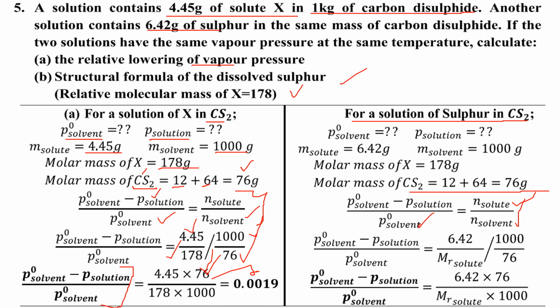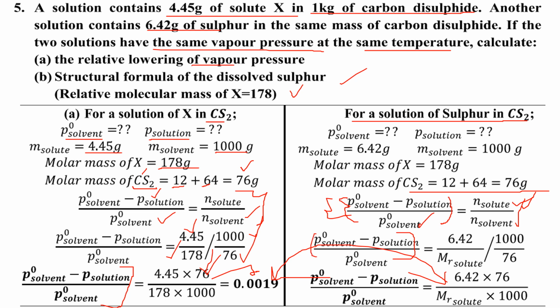Now you should be asking, why aren't we handling this part? The reason is that you are told in the question that the two solutions have the same vapor pressure at the same temperature. If they have the same vapor pressure at the same temperature, that means we can leave this out and we just simplify this side, and then we equate this side to this. I hope that is very clear to understand. So that's why we are not tampering with any of these sides.